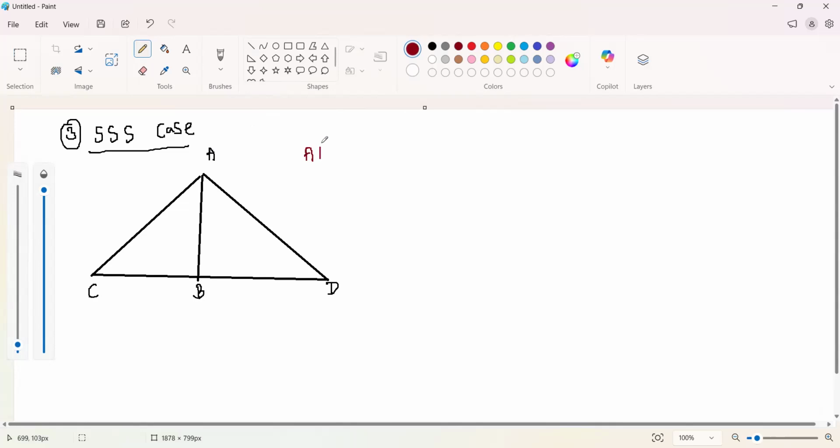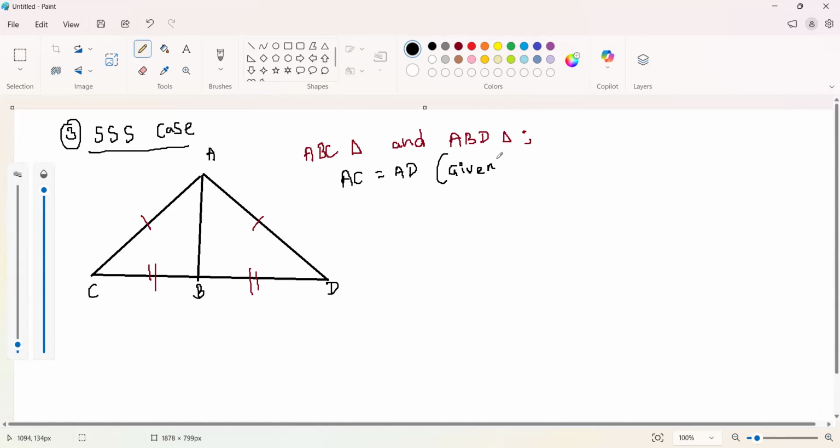A, B, C triangle and what is the other one? A, B, D triangle. Okay. There are two triangles. What can you say? It is mentioned these two sides are equal and these two sides are equal to each other. Now can you say how they are congruent to each other? One line and one line, both side. What is that? AC equal to AD. It's given.